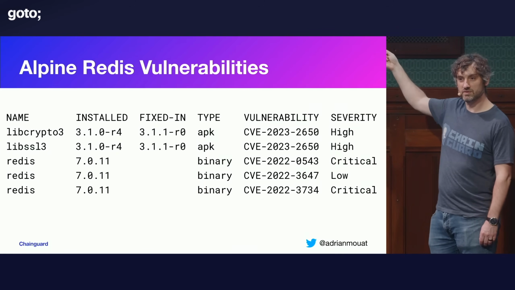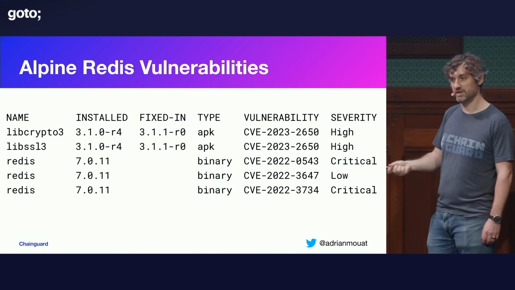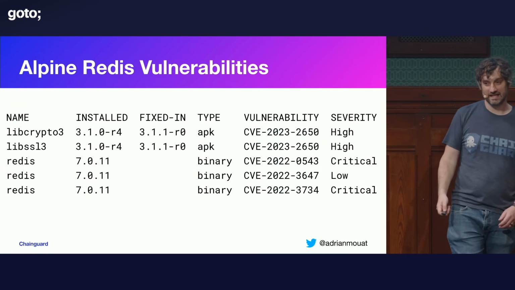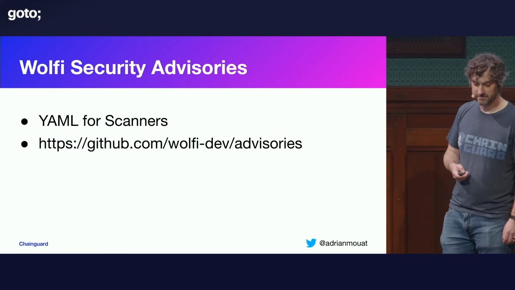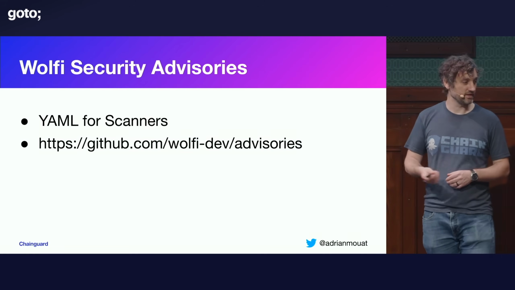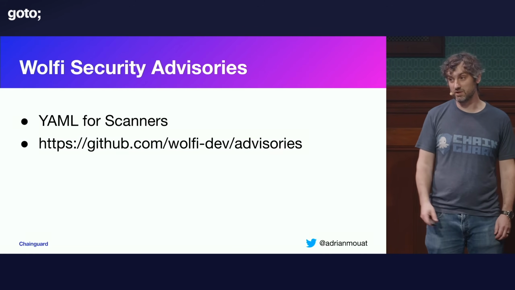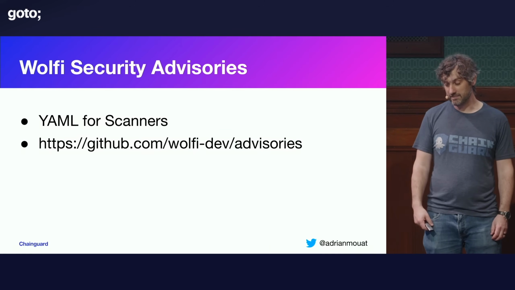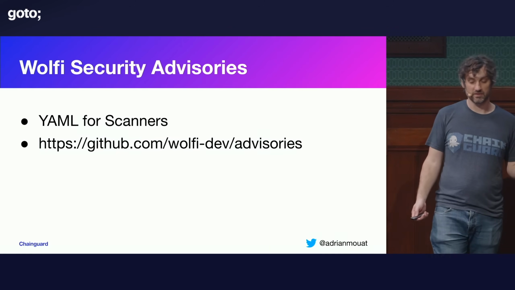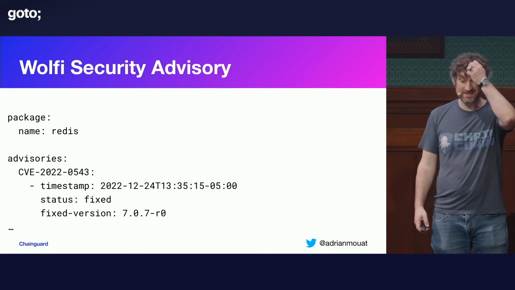So why do those turn up in the Alpine image, but not in the Wolfi image? It's kind of interesting, right? And the answer lies in security advisories. You can go today and check out the advisory for Wolfi. It's just at wolfi-dev. So all the Wolfi stuff's at wolfi-dev. And you can go to that URL and you can see the advisories for all our packages. And this is what it kind of looks like.